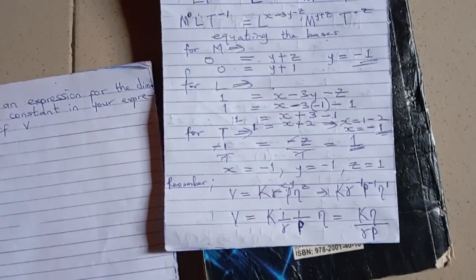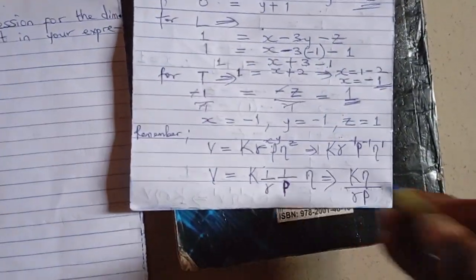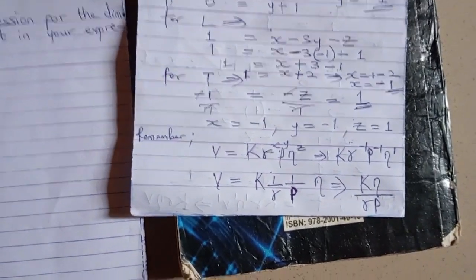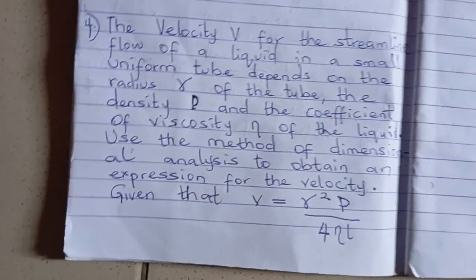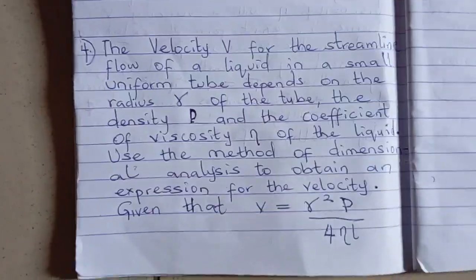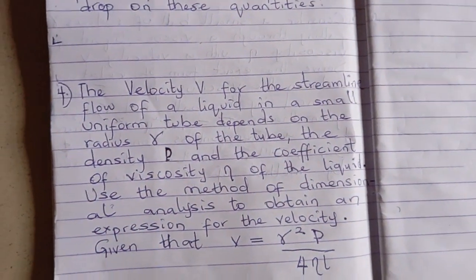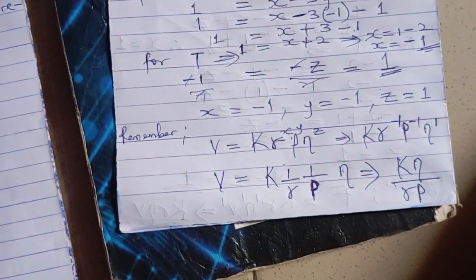So this is my answer for the expression of v. v is equal to k, viscosity coefficient, all over r p. So we'll go back to the question. Since we've gotten v using the method of dimensional analysis, they say we should get an expression for the velocity of streamline viscosity. So that expression that we've obtained is this.